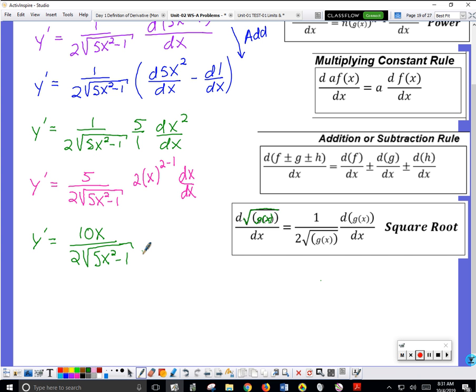Memorize this rule. The top must be factored. The bottom must be factored. And you can only divide factors. So the 10 does divide with the 2 because they're both factors.